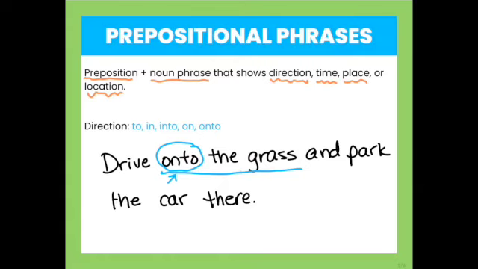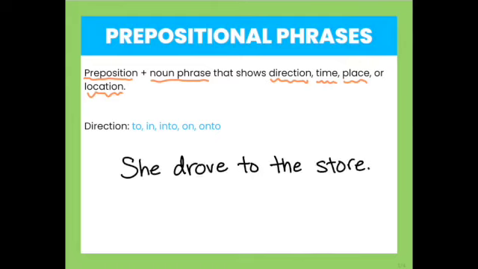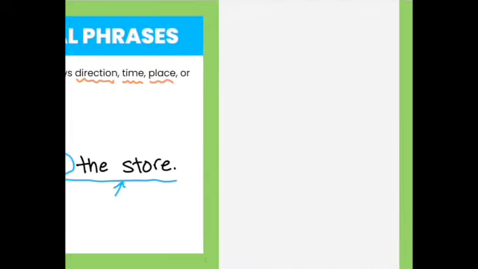Here's another example. Let's take the sentence, she drove to the store. In this particular case, we have the subject of the sentence driving, and we're telling the direction she's going. She's going to the store, and the preposition that we're using is the word to. The place or the noun where we're going toward is the store. Direction is just one of the things that prepositional phrases can show. So now let's go to the next one.